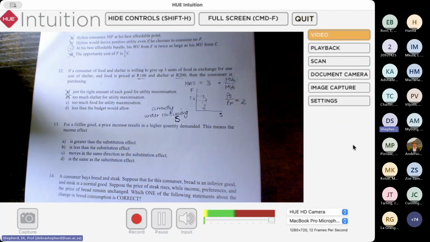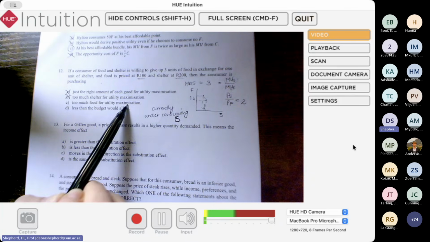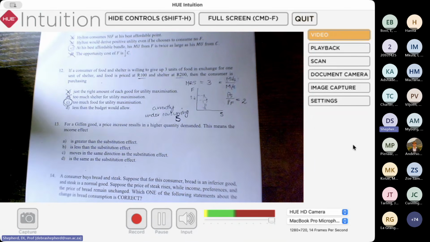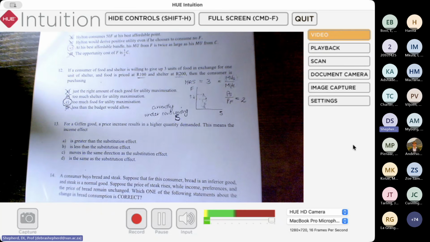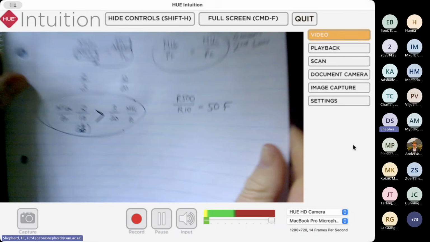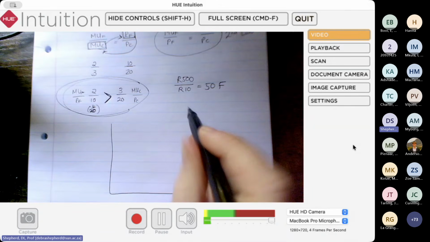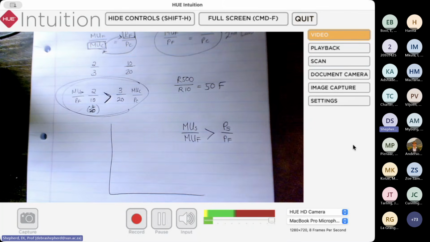C says too much food for utility maximization. That is correct. They are currently consuming too much of the thing that actually gives them less relative benefit for the cost. And then D says less than the budget would allow. We can't know that. So D can't be correct unless we know something about the exact combination of food and shelter that they are consuming. It is totally fine for a consumer to be consuming where the MUS over the MUF is greater than the price of S over the price of F. That is totally fine. They just wouldn't be optimizing.